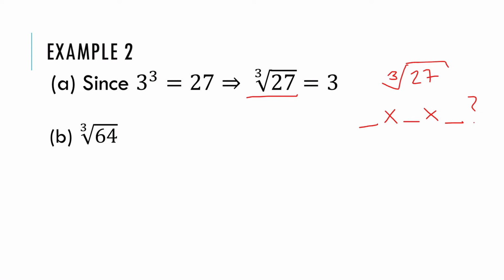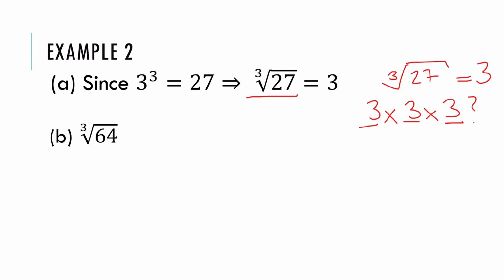Until you eventually get there, because these numbers grow very quickly, so you won't need to go through too many numbers to find it. The answer is 3. It's 3 cubed that equals 27. Therefore, the cubed root of 27 is the number 3.